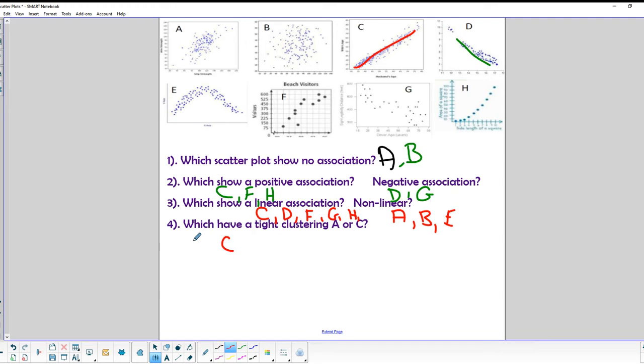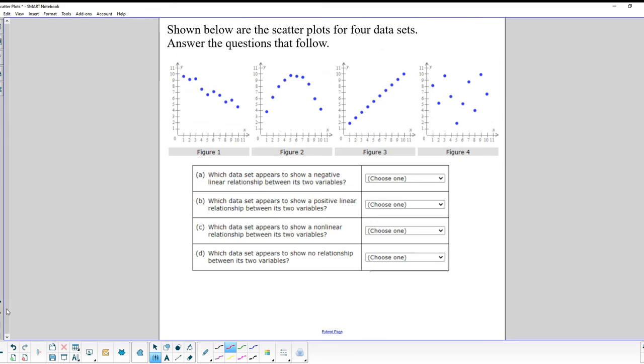Okay, and then which ones have a tight clustering, A or C? Well, C does. Look at that. You have a pretty good clustering right along this line. A is a little looser clustering. It's tighter than B, but certainly wouldn't be considered a real tight clustering.